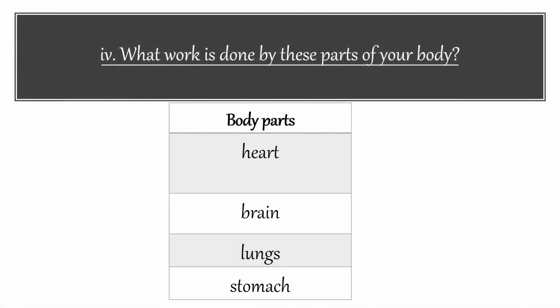This is part 4 from the question number 4. In this question, you have to tell what work is done by these parts of your body. Go through the unit and write the job of these body parts or organs. 1 heart, number 2 brain, number 3 lungs and number 4 stomach.